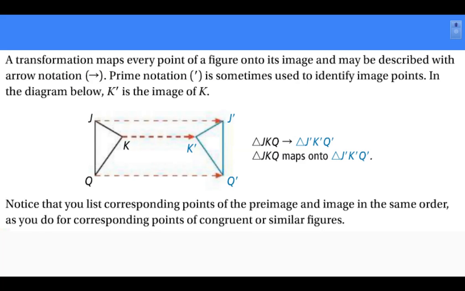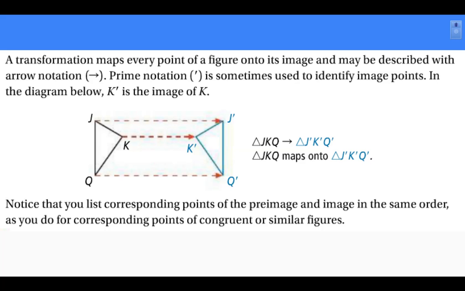Now there's a lot in this lesson here. We're going to learn a lot of technical definitions. We're going to learn a lot of function notation, how to write these things. A transformation that maps every point of a figure onto its image may be described with arrow notation. Prime notation, which you'll see as an apostrophe, and we call it prime, is sometimes used to identify image points. So instead of naming it a new point, we'll use the prime of the point.